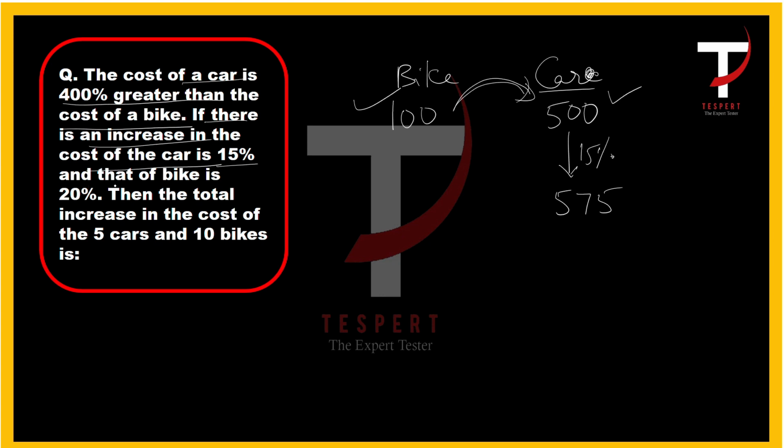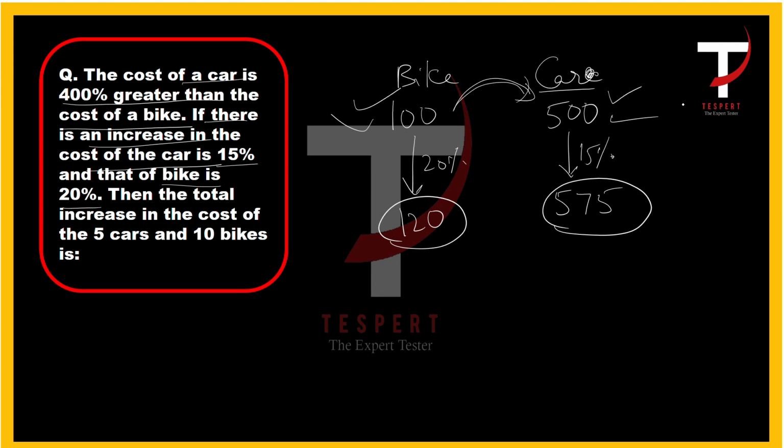And the increase in bike is 20%. So what is 20% of 100? It's 20, right? So 100 plus 20 becomes 120. So 120 is the new value. 575 here is the new value. Now this is the initial price of the bike and initial price of the car, and this is the final price of the bike and final price of the car.